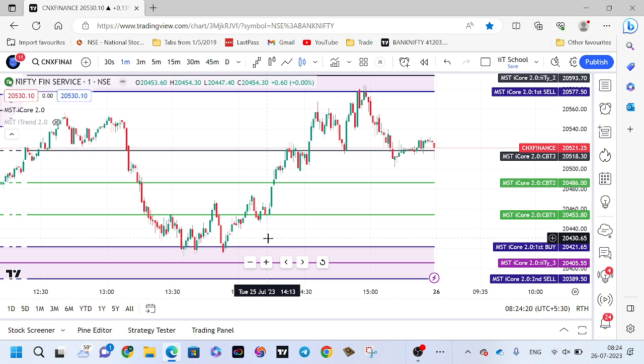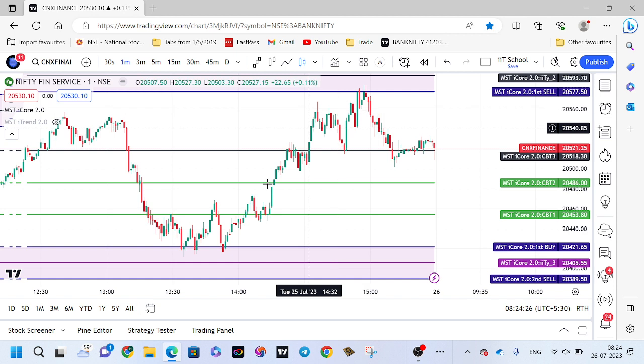See one more R3C at the support level. This is the rejection candle. This is the confirmation candle. See the stop loss, very small stop loss. You can keep 1:10 also at this range. The only thing is you have to have patience and confidence.